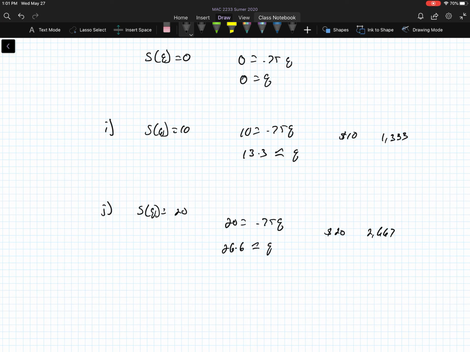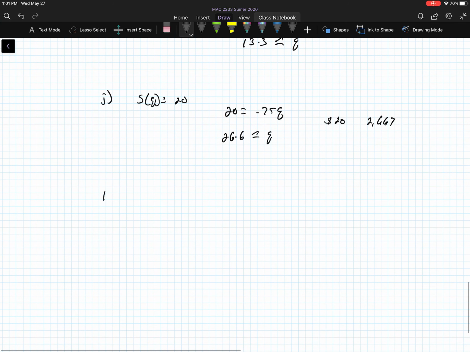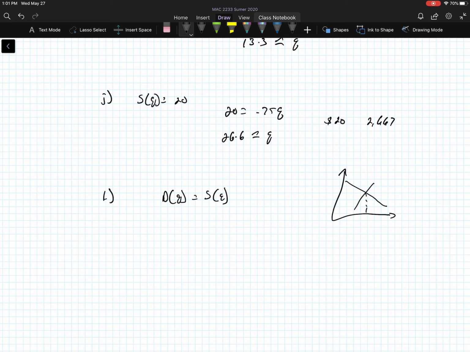Now for K, what they're asking us is to graph those, but we're going to go ahead and do this algebraically. So for L, we're going to do D of Q is equal to S of Q. So if we think of this as the supply function and demand function, what we're looking for is where, right? And so this is the price. Where does the price equal the quantity, basically? Where's the equilibrium, if you will?